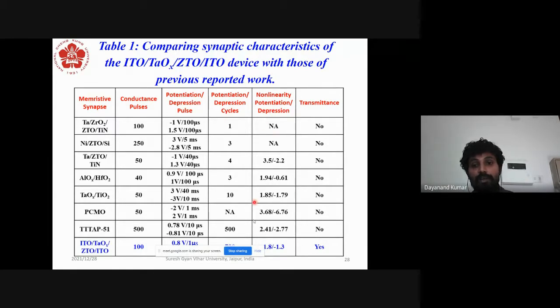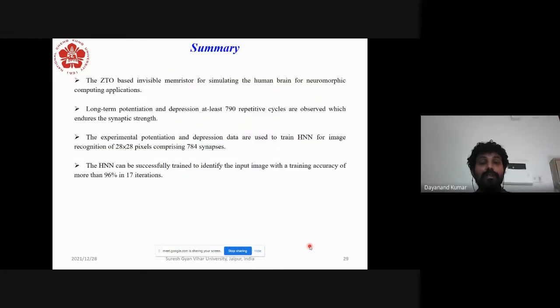If you check the nonlinearity, our device is really nice compared to the others. And it is fully transparent, which means this device is suitable for artificial intelligence systems. Here is the summary of our device. We discussed single layer and bilayer devices, but our bilayer device is capable for neuromorphic applications in the future. Long-term potentiation and depression last at least 790 repetitive cycles. That's why I told you about the repeatability: learning and forgetting can continue up to 790 cycles.